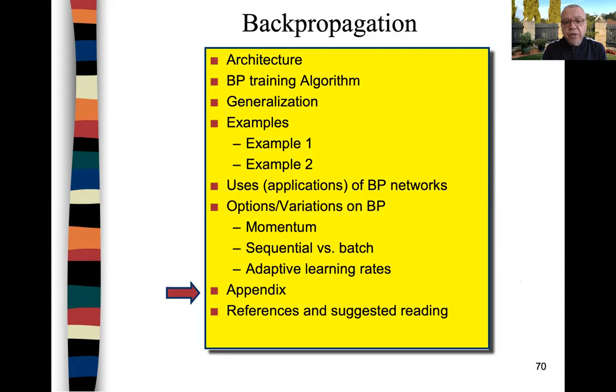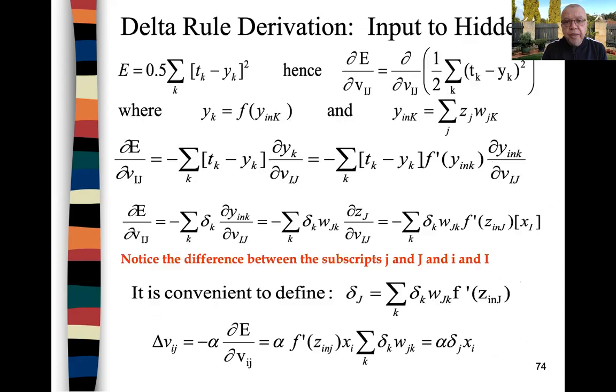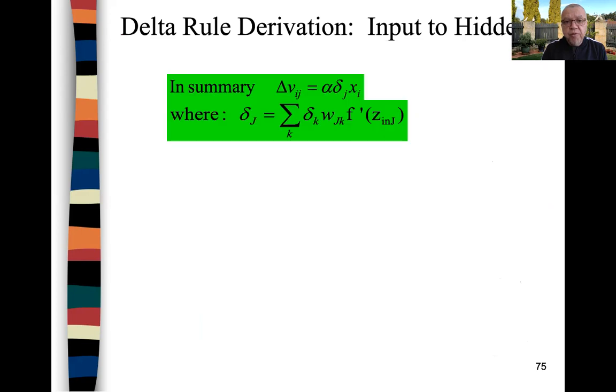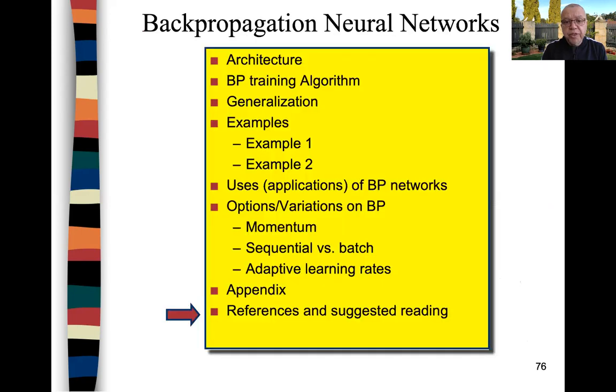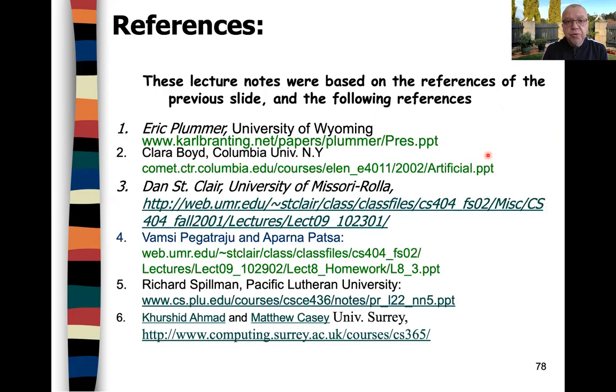I have an appendix on my slides with some mathematical derivations, but I won't cover them here because we're just focusing on the concepts. Here are also some suggested references. This is Fausett's Fundamentals of Neural Networks. It's an old book, but it is quite good actually. It's very simple to understand the concepts. Also, there are some other references.